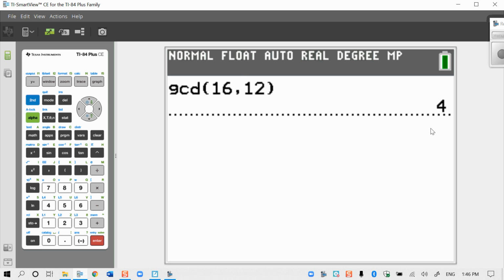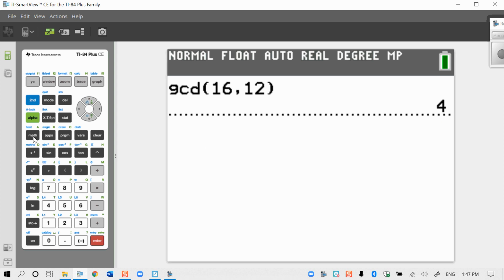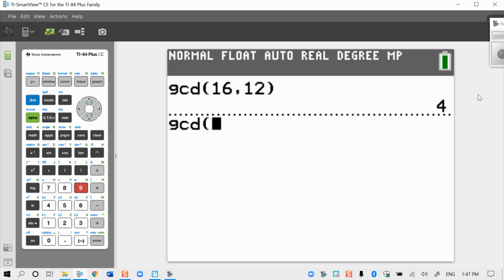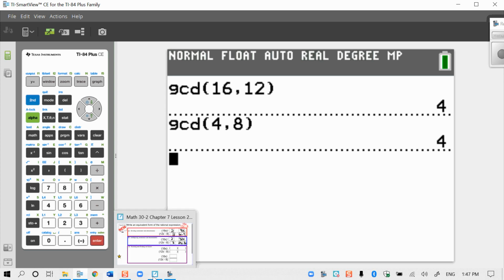So I want to check if I take this GCF with my third number, that will give me the GCF of all 3. So math, over to number, down to option number 9. I'm going to take the greatest common factor of the first 2 numbers and put it with the third number. And I still get 4. What that tells me is that 4 is the greatest common factor of all those numbers.